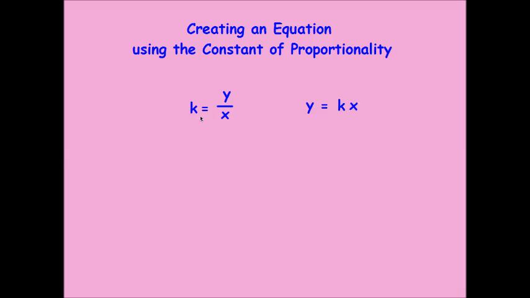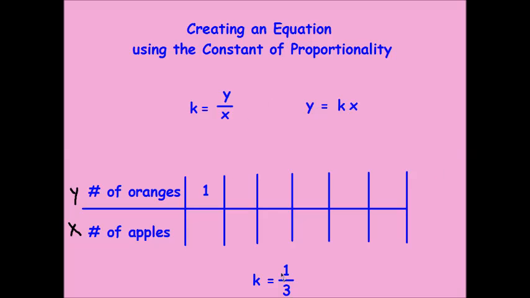So, creating an equation using the constant of proportionality: k represents the constant of proportionality, and k equals y over x. Now one thing I can do is multiply both sides times x. The x's cancel out. So another way to write that equation is y equals k times x. So now I can use those two equations to find other values.